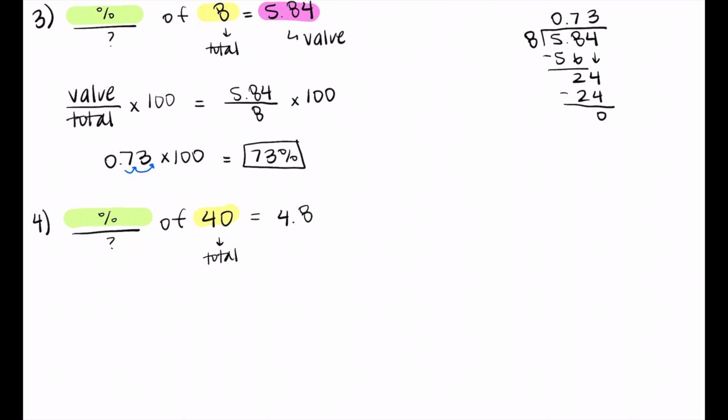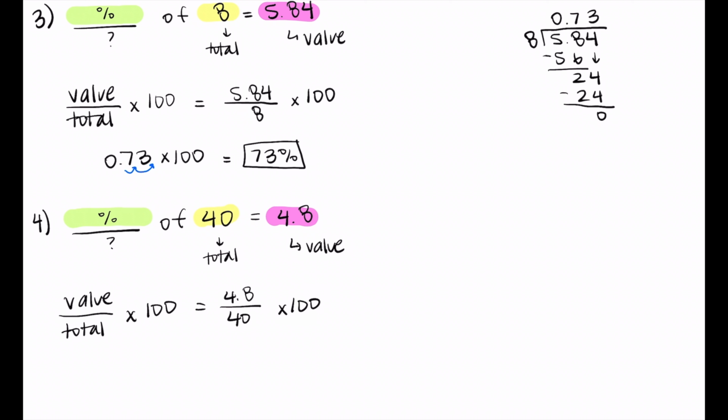Now we'll go through and plug everything in. We have our equation. Our equation is the value over the total times 100. We know our value here is 4.8. The total is 40. And then we'll multiply that by 100. So we have 4.8 over 40 times 100. And we'll go through and do the division on the side here.